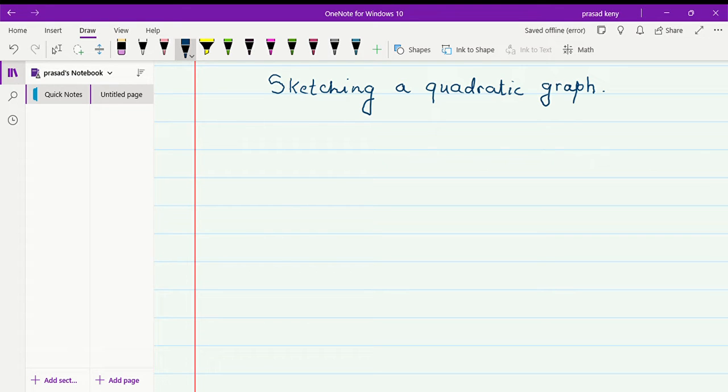Hello students, today we'll see how to sketch a quadratic graph. So first of all, a function. What do you mean by a quadratic function? A function f(x) that is in the form ax² + bx + c is called a quadratic function.